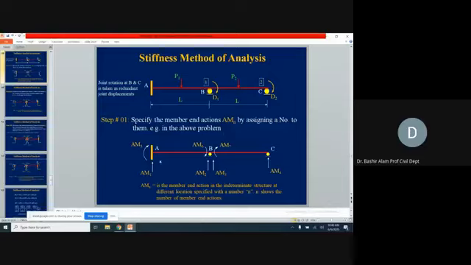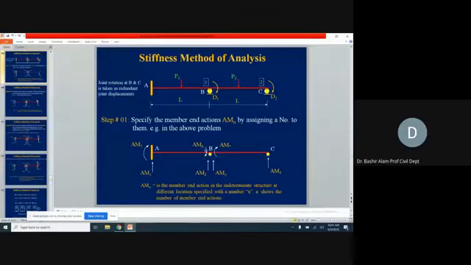Let's take shear at A, shear to the left of B, shear to the right of B, shear at C, moment at A, then moment at B to the left and moment at B to the right. Now we declare them as our unknown member end actions.